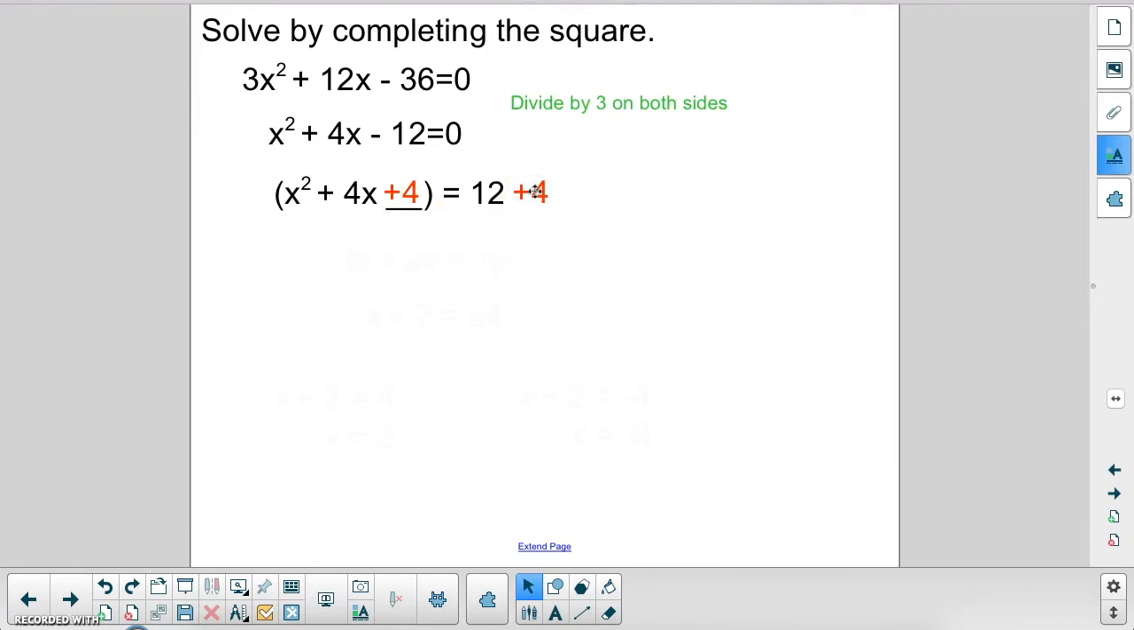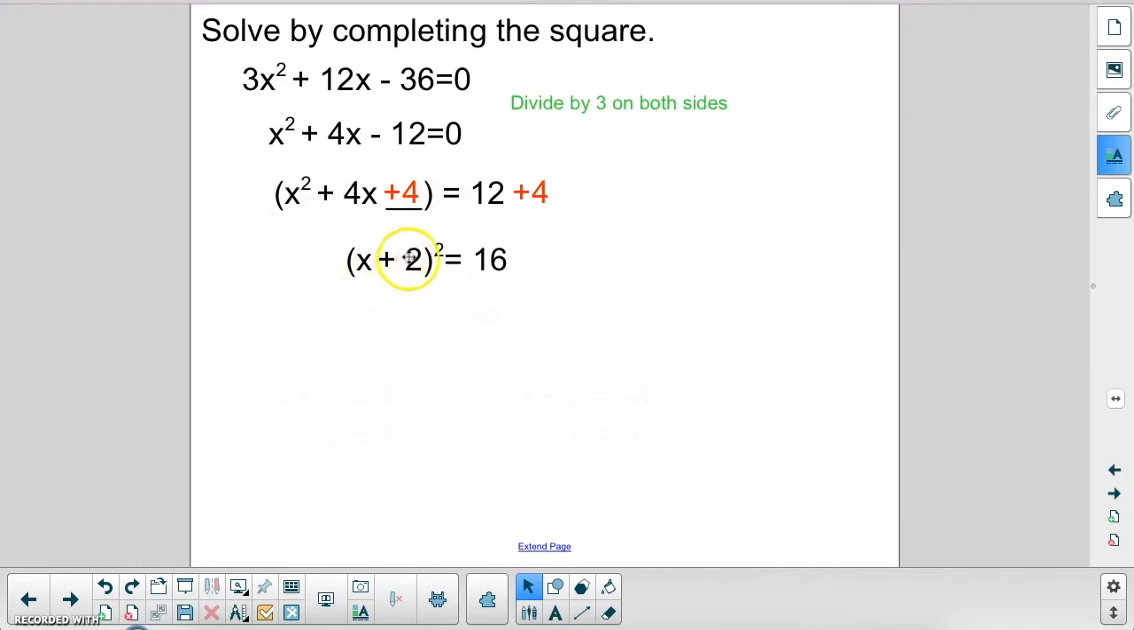to this side. The reason I subtracted in the first problem is because I was working on the same side of the equation. Now I'm working on different sides of the equation, so I need to do the same operation to both sides. Now I'm going to simplify a little bit and go ahead and factor this perfect square trinomial and get x plus 2 squared equals 16.